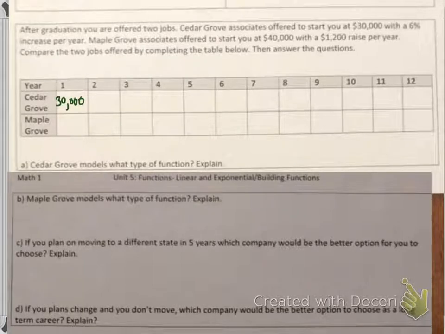So that we start out with 30,000, and then it says we get a 6% increase every time. So what we're going to do is we're going to times by 0.06, because that would be a 6% increase. So let's take that 30,000 and then timesing by 0.06 would give us the increase. I want the total though. So I really want 1.06, because that would be 100% of what I have plus an extra 6%. So I'm going to times by 1.06, and that's going to give me $31,800.